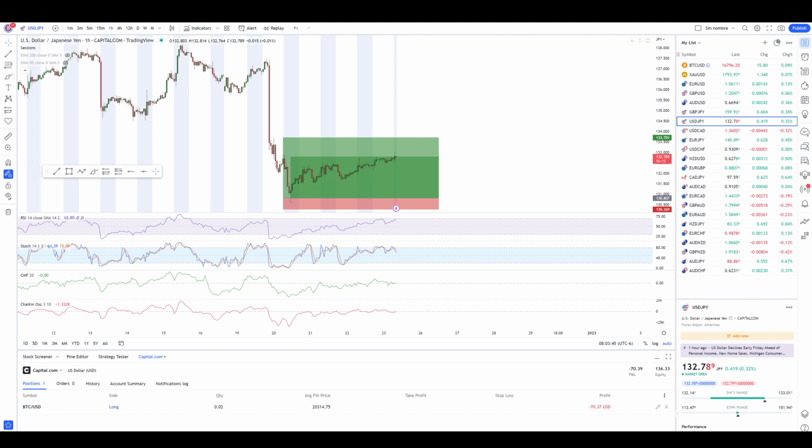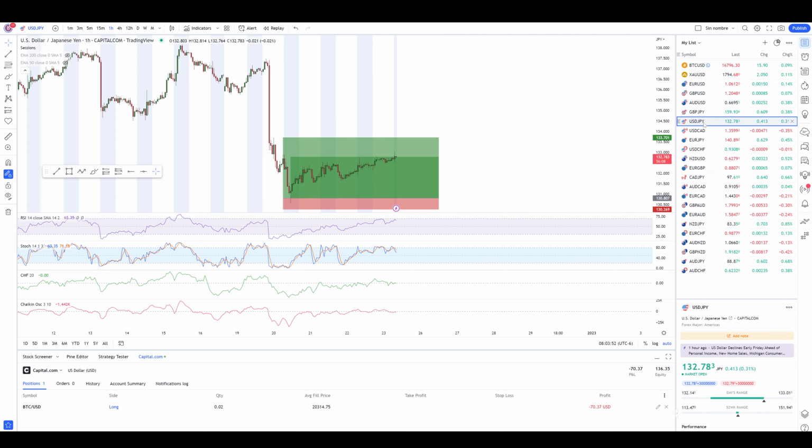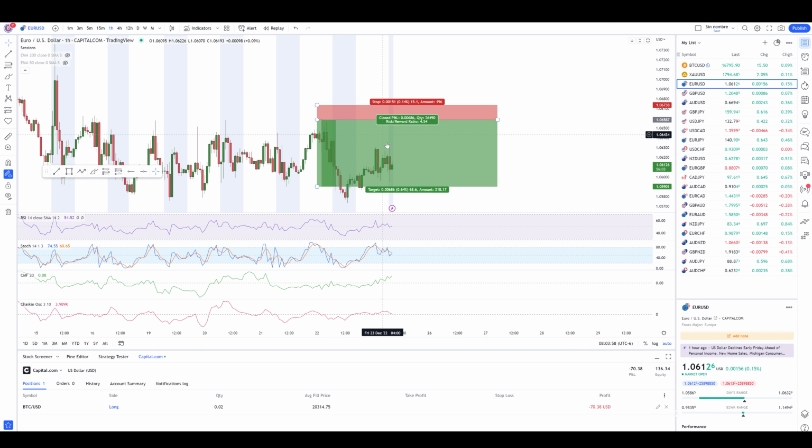Now, this is the first one. The second one right here is Euro against the US dollar from Harry. So Harry is right here, EURUSD. And take a look at the trade. Boom, 4.54. That gives us a total of around 10 in risk reward ratio.